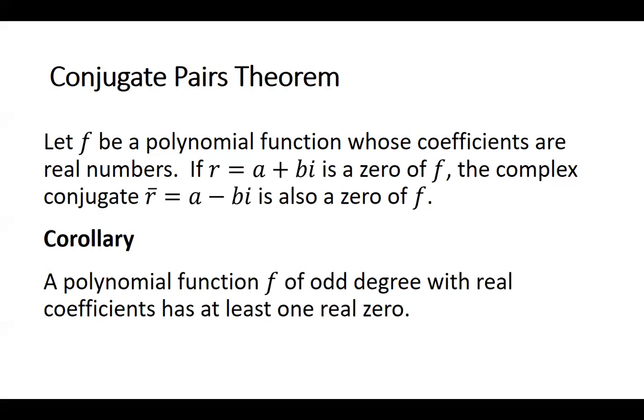Then if you have an odd degree, you've got to have at least one real zero, because there's no second one for it to have as a pair. Well, let's look at that.